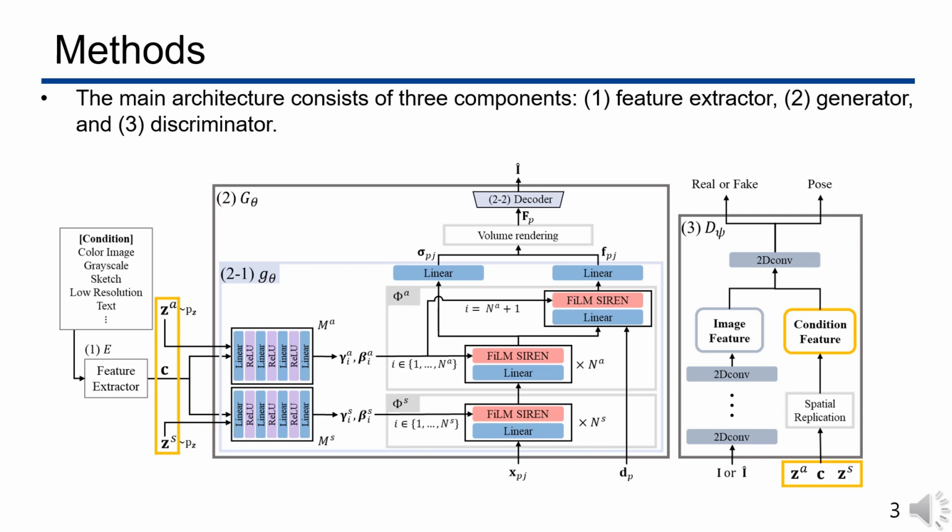The main architecture consists of three components. First, a feature extractor that extracts global feature vectors from the given conditions. Second, a generator network that creates an image by reflecting the conditions. And finally, a discriminator network that distinguishes real images from fake images based on the condition input and that predicts the camera poses of fake images for the PD loss.